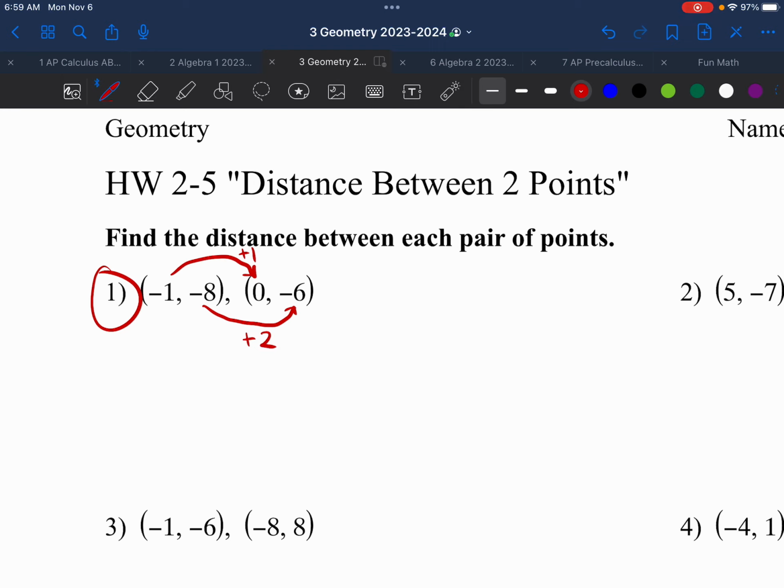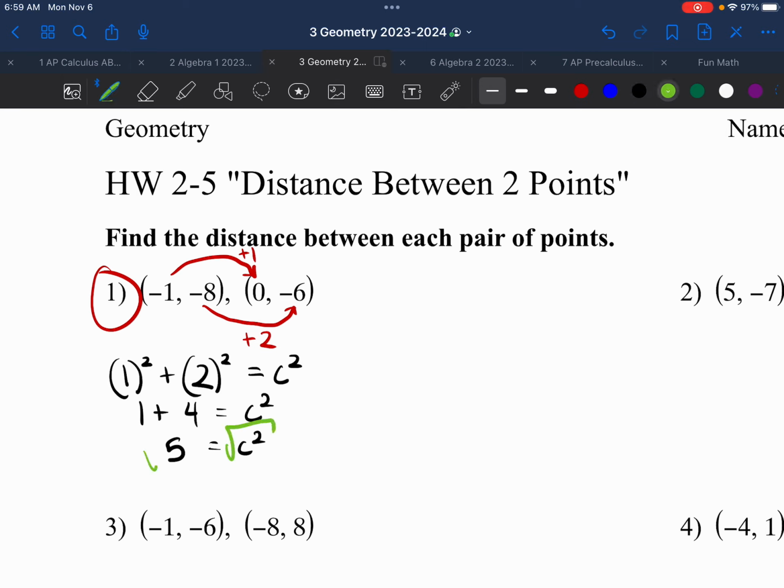And then I'm plugging into the Pythagorean theorem. I'm doing 1 squared plus 2 squared is equal to c squared. This would be 1 plus 4 is equal to c squared. 5 is equal to c squared. Oh, sorry. Yeah, that's right. Then I'm going to square root, and c is equal to the square root of 5.